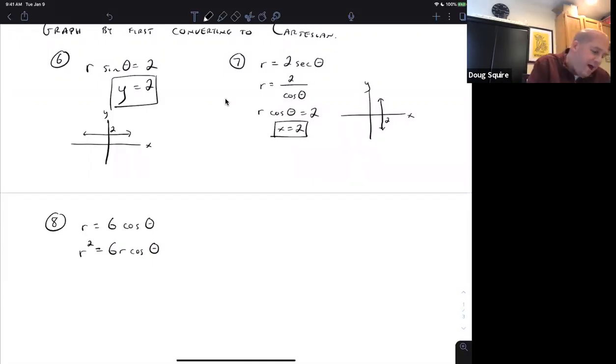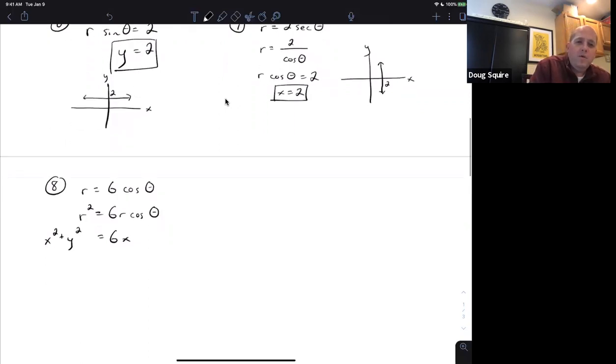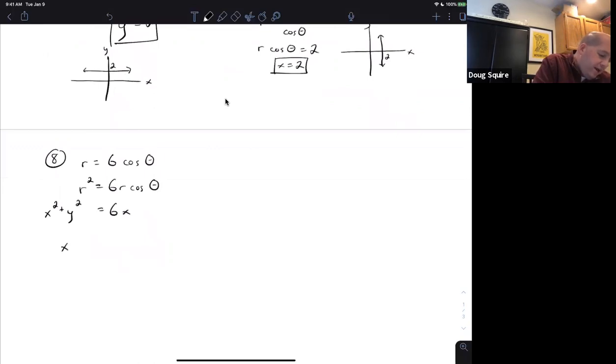And the reason I choose to do that is because that gets me 6r cosine theta, which I know is 6x. And then r squared is x squared plus y squared. And now that is a Cartesian equation, but it's hard to graph from that form. So what you can do to get it so that we know what the graph looks like is subtract the 6x over and complete the square, which we've talked about sporadically through the semester. But x squared minus 6x is the beginning of x minus 3 squared.